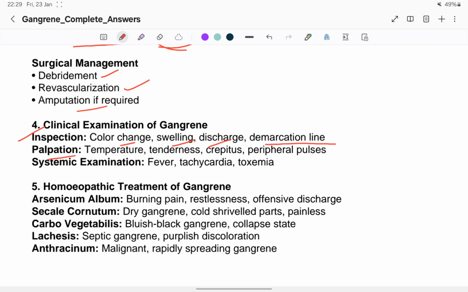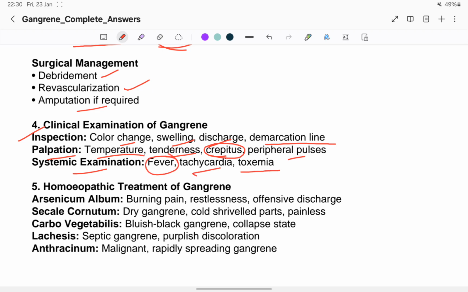Palpation: temperature, loss of temperature, tenderness, loss of sensation, loss of function, crepitus, gas under the skin. In case of gas gangrene, peripheral pulses will be absent. Loss of pulsation, loss of color, loss of temperature, loss of sensation, loss of function are the signs of gangrene. Systemic examination: fever, tachycardia, toxemia.